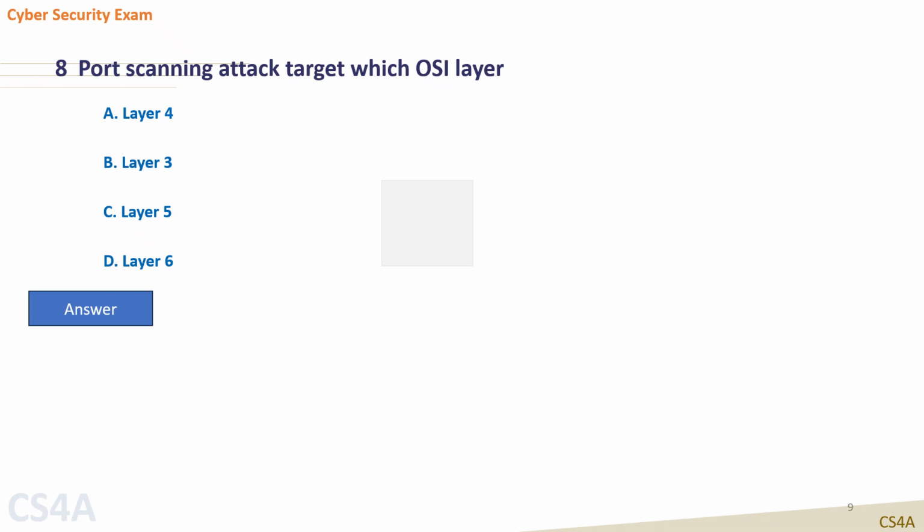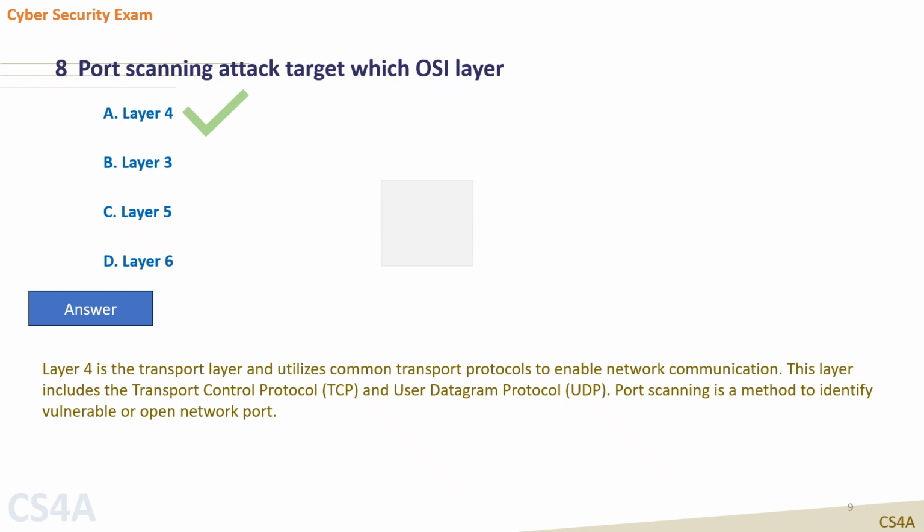So here the question is, port scanning attack targets which OSI layer? Okay, so here the port scanning. Port scanning usually involves the TCP or UDP protocols, which use the ports. So TCP and UDP are layer 4 protocols. So the answer is option A.